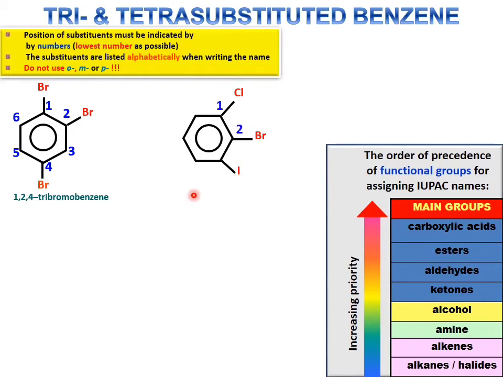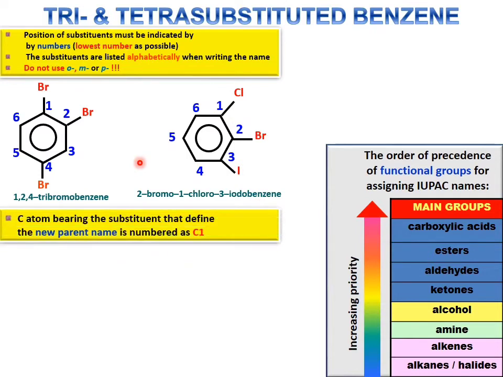Number 2 kita akan letak di bromine sebab kalau boleh lebih dekat, kan? 3, 4, 5, 6. So when you want to write the name, you need to kena susun ikut alphabet kelas. Okay, so we start with bromine first. 2 bromo, 1 chloro, 3 iodo, benzene, like that. Okay, next, if the carbon atom bearing the substituent that define the new parent is numbered as C1.